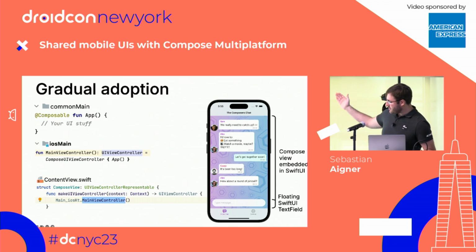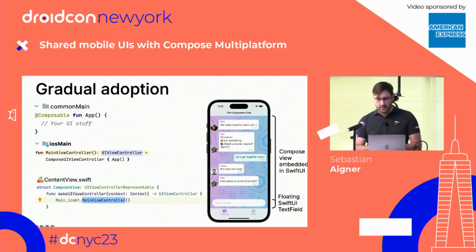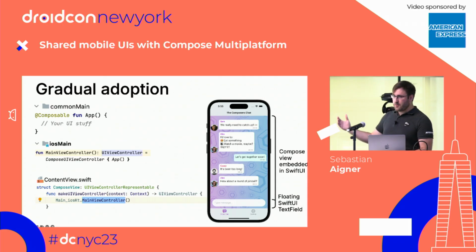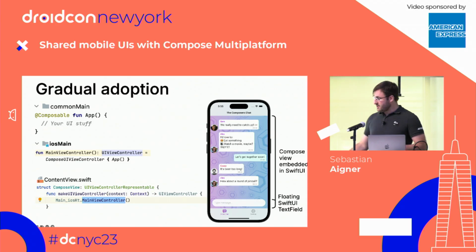The navigation bar at the top and the tab bar at the bottom are actually built in Swift UI. And then the actual chat view with the little chat bubbles and the images is a Compose view that's embedded inside Swift UI. And you can see that it meshes quite nicely. We can even have floating Swift UI text fields on top of the Compose-based chat, and that all works and looks great. So you don't have to go all in right away. You can also bring Compose Multiplatform into just some parts of your apps and adopt it gradually.